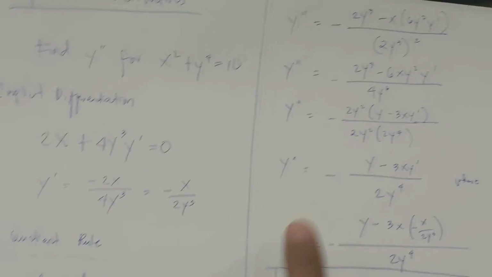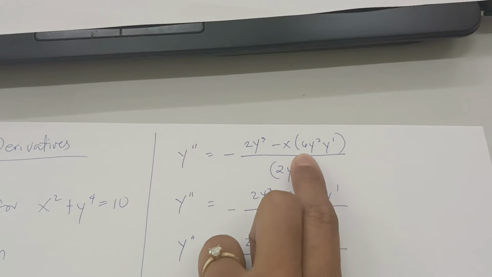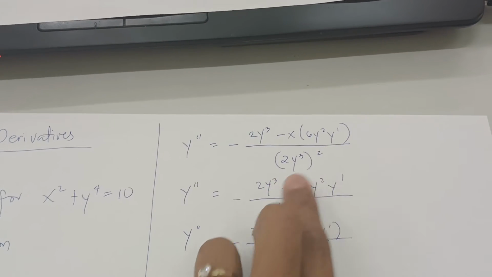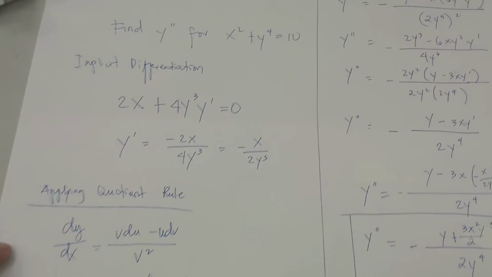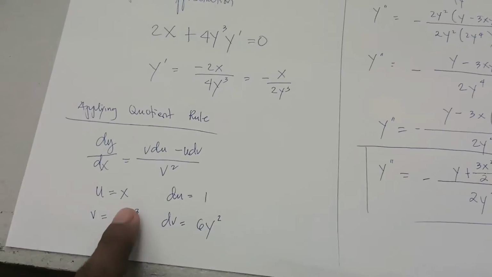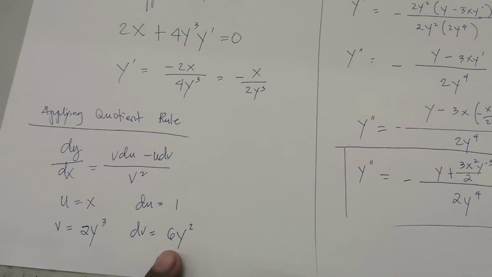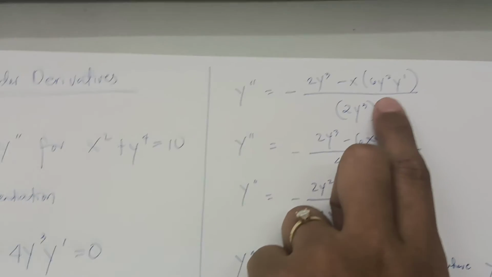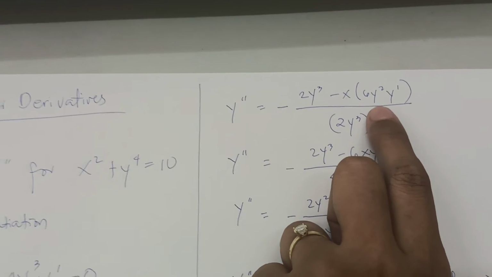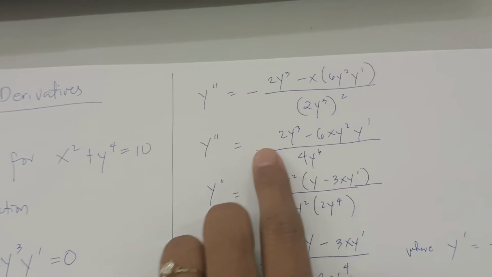Now substituting that one, we have negative 2y cubed minus x times 6y squared y prime, all over 2y cubed raised to 2. So we just apply the formula of the quotient rule, wherein our u is x and the derivative of u is 1, and our v is 2y cubed and the derivative of v is 6y squared. So this is implicit. Therefore, every time we derive our y, we multiply by y prime. Okay, so this is our second derivative.